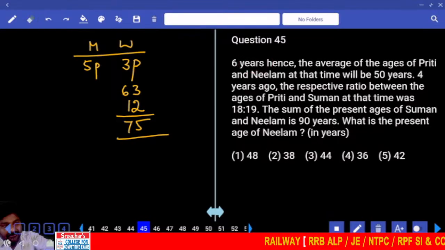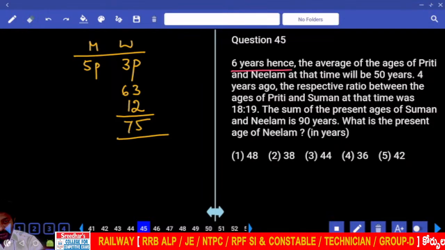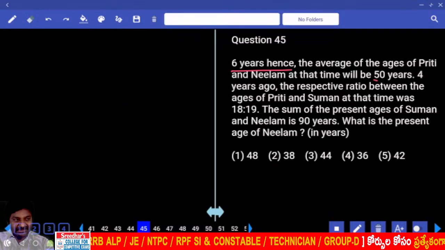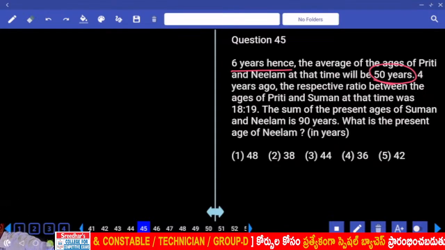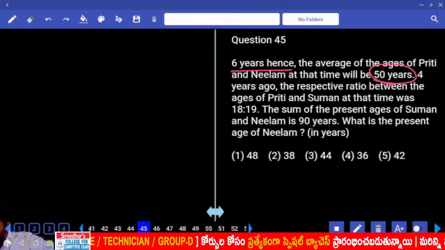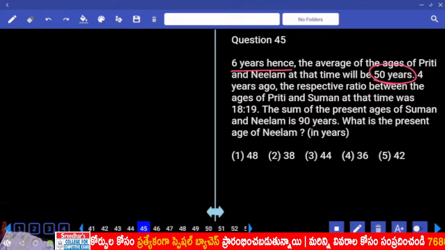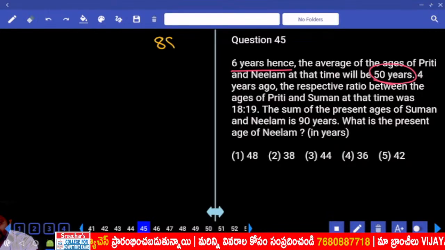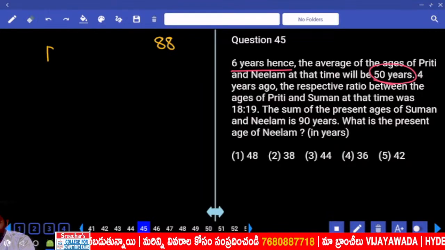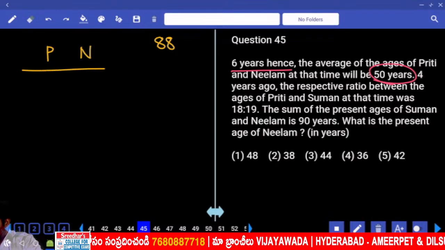6 years hence the average age of Preeti and Neelam at that time will be 50. After how many years? After 6 years, average will be 50. Then to get present age, for each member we have to subtract 6 years. Average also decreases by 6 and becomes 44. For how many people? 2 people. Then sum is equal to 88 for Preeti and Neelam. And we don't know how much is each of them.